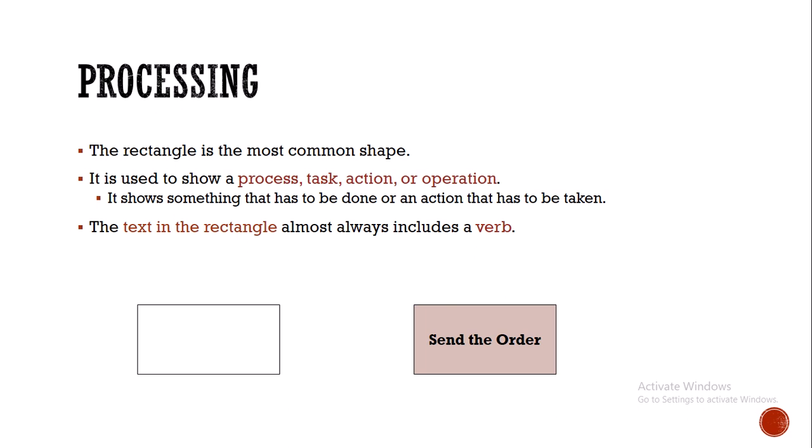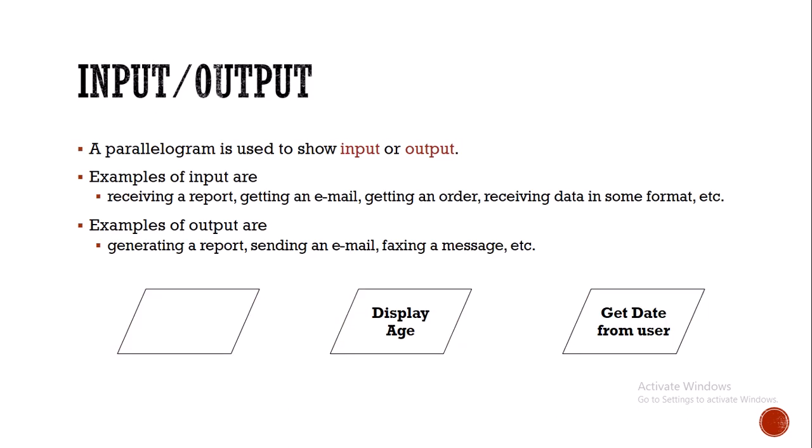This parallelogram shape is used to show input or output. Examples of input are receiving a report, getting an email, getting an order, receiving data in some format, etc. Examples of output are generating a report, sending an email, faxing a message, etc. Words like display and print are used for output, and words like get or read are used for input.